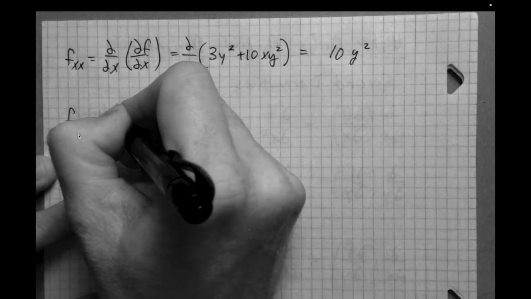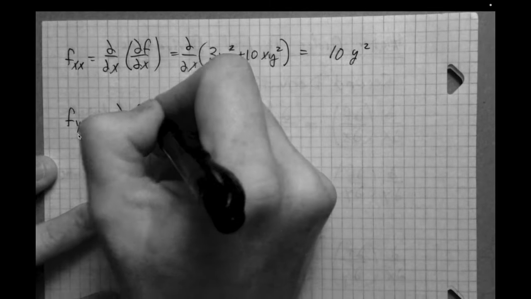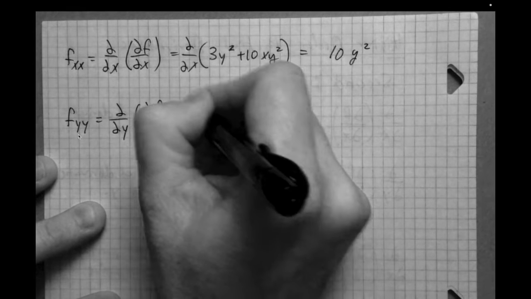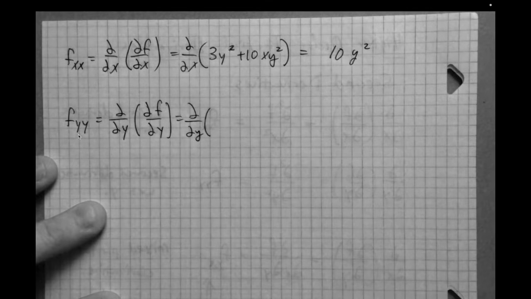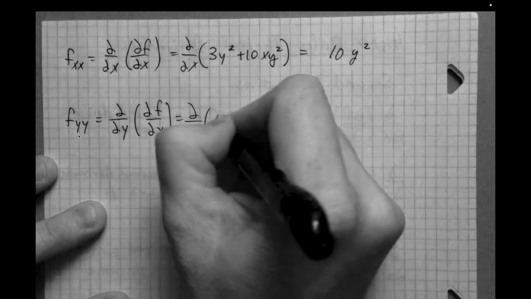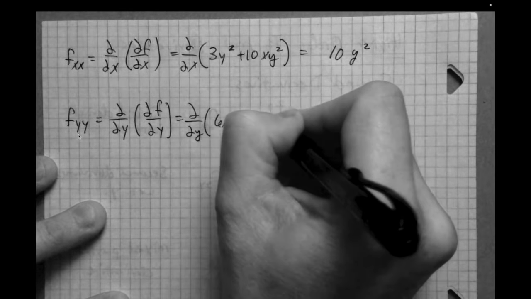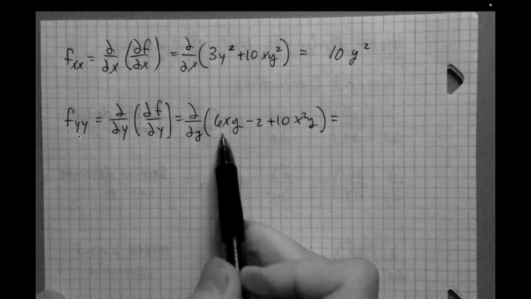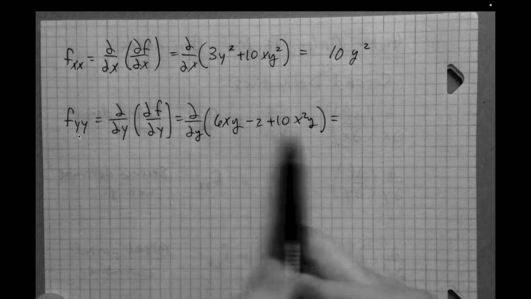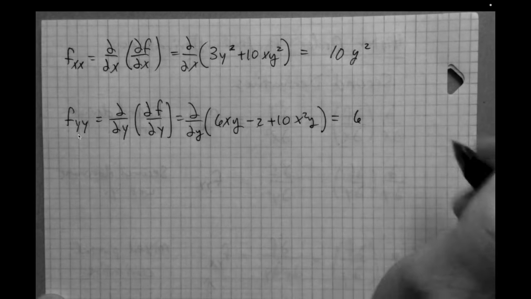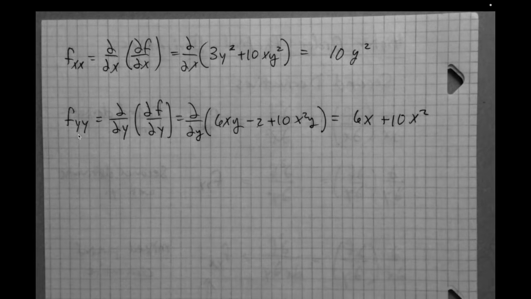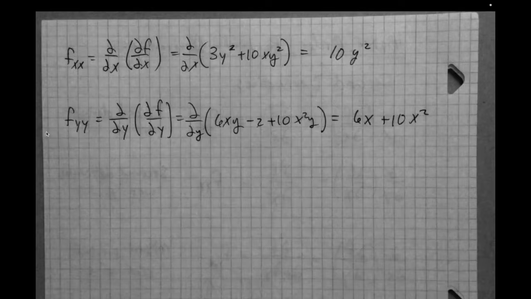Okay. What about fyy? Well, that's going to be the partial derivative with respect to y of the partial derivative of f with respect to y, the one we just found. So that is going to be 6xy minus 2 plus 10x squared y. When we differentiate this with respect to y, this is a constant, but these outer two are going to stick around. So you're going to get 6x plus 10x squared. Those are the straightforward ones where you're differentiating again with respect to the same variable.